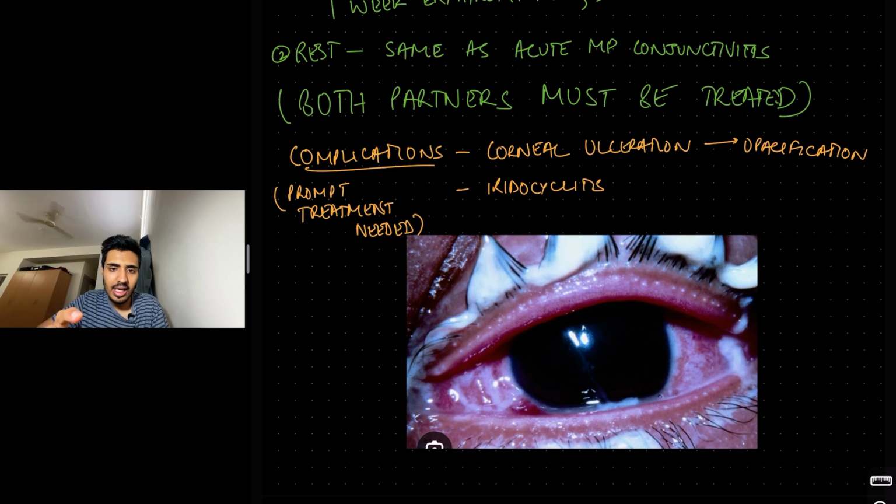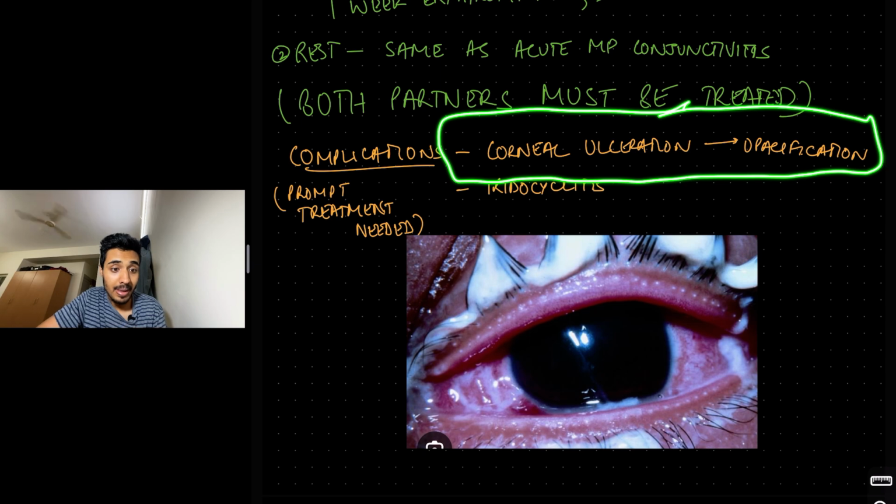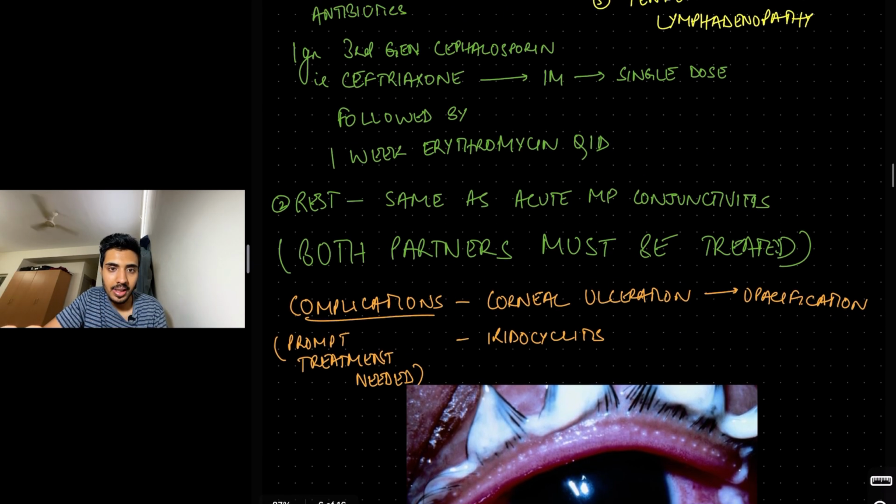So you have to start treating immediately, because otherwise the infection can enter the cornea and cause an ulcer. When the ulcer heals with fibrosis, it leads to an opacity, blindness. And also the infection can spread deep into the iris and all, leading to iridocyclitis. But the part that we're dreading the most is blindness, because you're not treating it promptly.